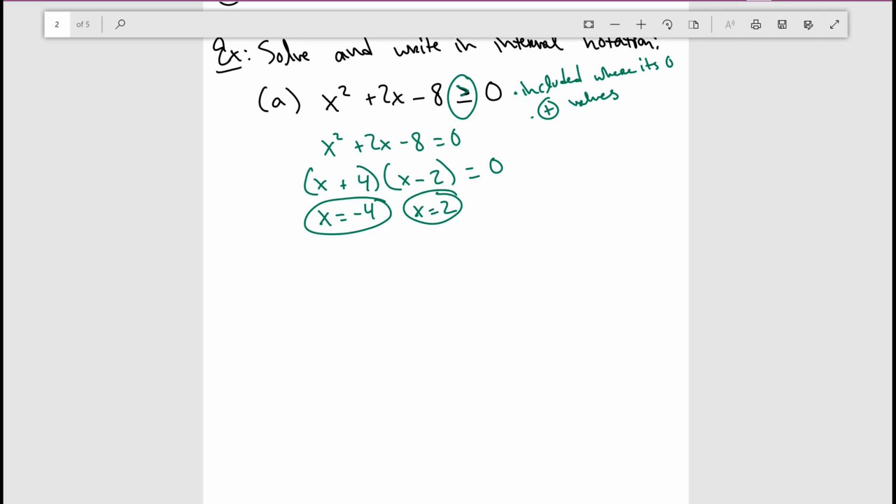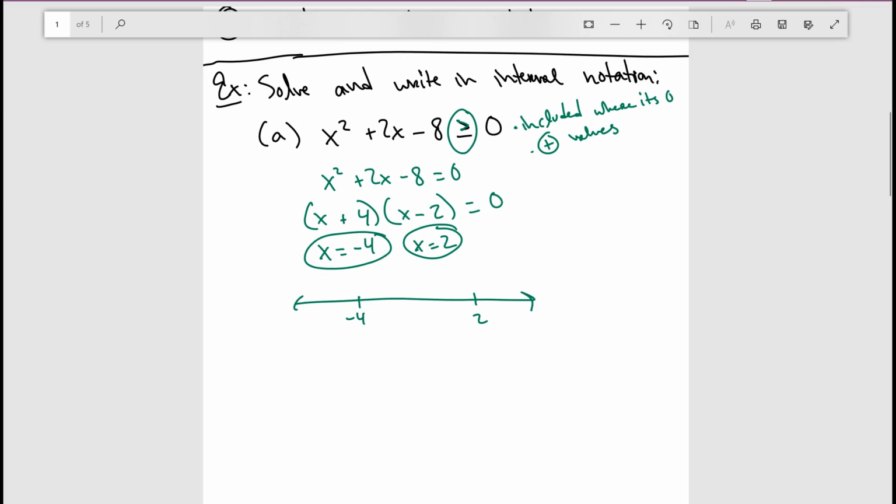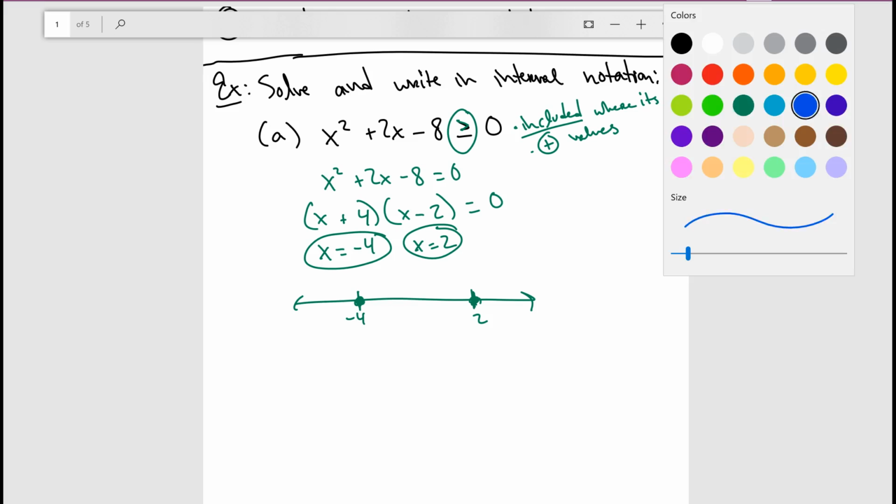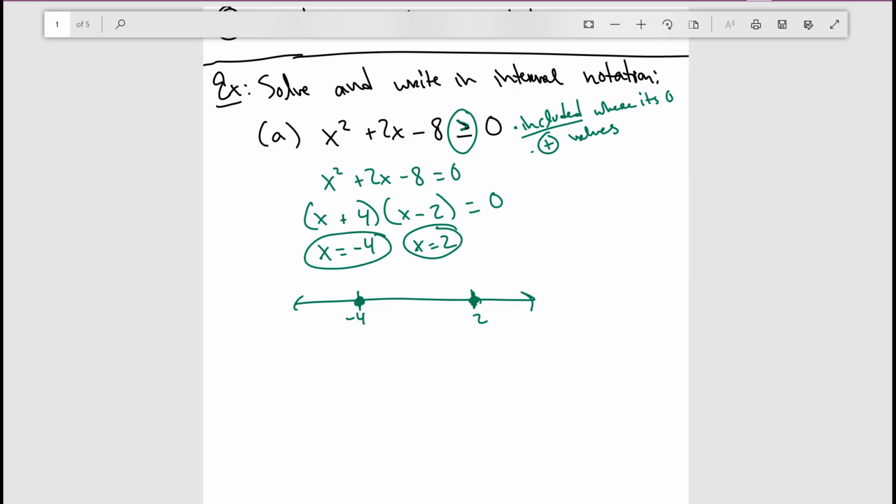Okay, so what I'm going to do is make a number line. Something that looks like this. Here is negative 4, and here is positive 2. Now, are these numbers included or not included? Well, they're included, right? Because we had an equal sign. So I'm including these two points. And now I'm going to start testing every interval. I'm going to test this interval and this interval to see where it is positive, because remember, I'm looking for the positive values.